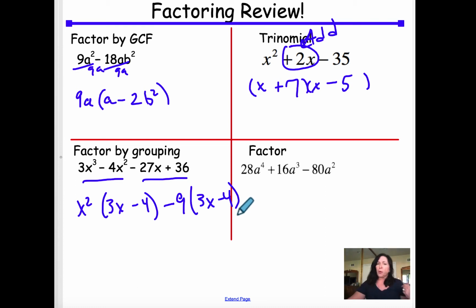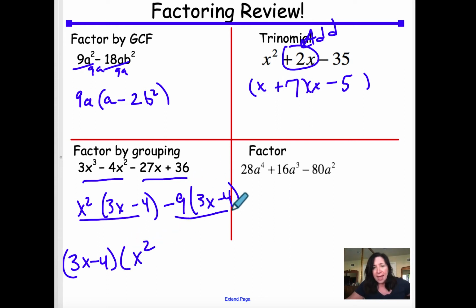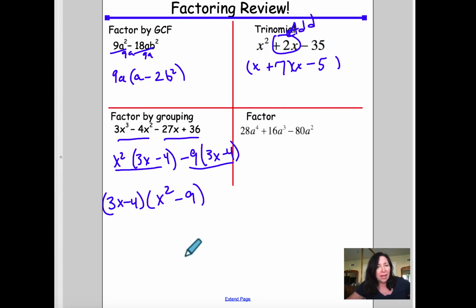The whole purpose for factoring by grouping is to try to group so that these two terms are exactly the same. Because now I'm going to factor those two terms out. So I'm going to take that 3x minus 4, and factor it out of these two, and what's left is going to be x squared minus 9. Now, the last thing you have to do, because that's a difference of two squares, is actually keep factoring. And so that's going to be x plus 3 and x minus 3.